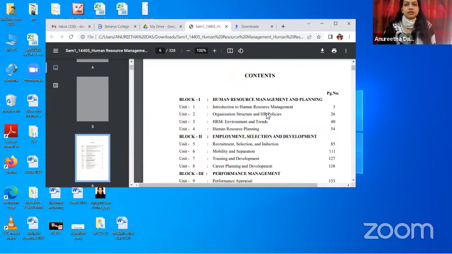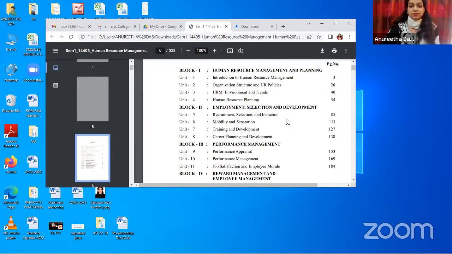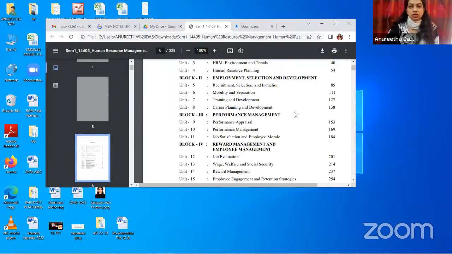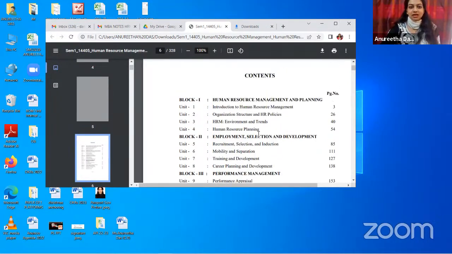Yeah. Since you can see my screen, I wanted to show you this is your syllabus. So you have block 1, block 2, 3, 4, and 5 blocks. Good afternoon, everyone. I hope you all are doing fine. Before we start the class, I wanted to show you all the syllabus of HRM, Human Resource Management.